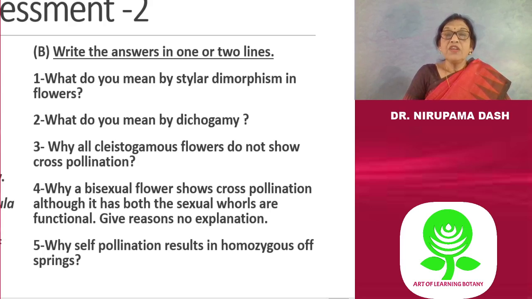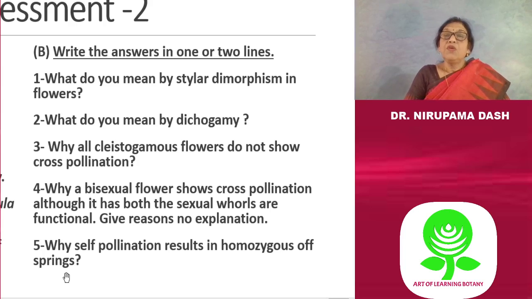Then second question: what do you mean by dichogamy? Dichogamy is a condition in which stamens mature earlier than the carpel, which is protandry, and carpels mature earlier than stamens, which is protogyny. Then third question: all cleistogamous flowers do not show cross-pollination. Cleistogamous flowers are bisexual and closed. They don't open at all, so there is no cross-pollination.